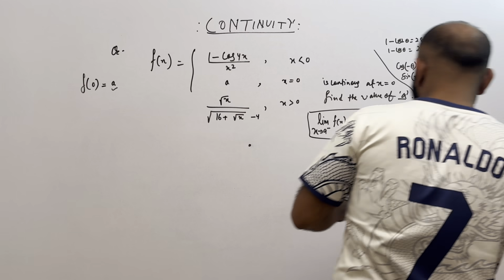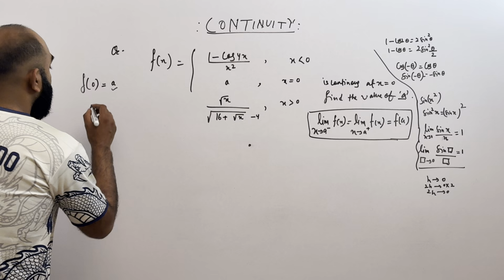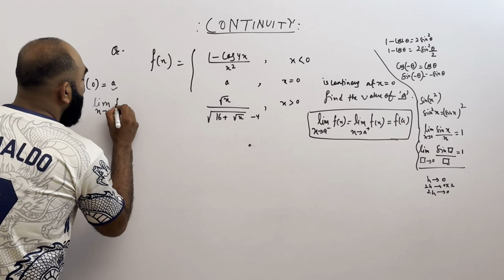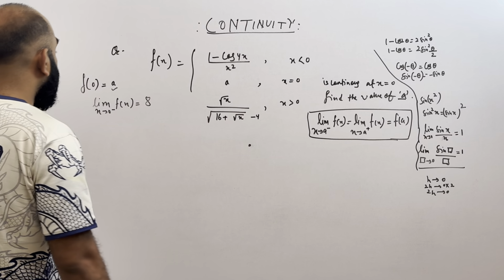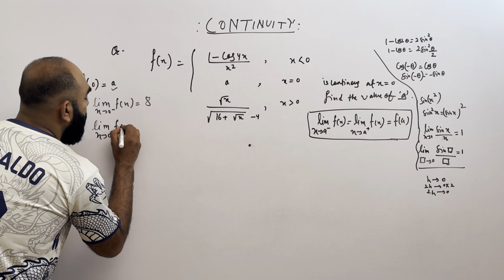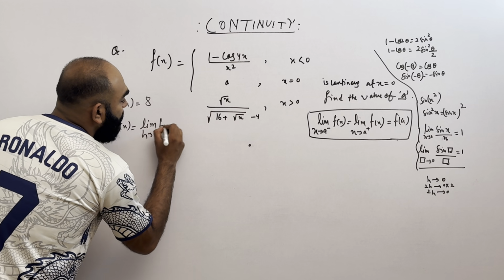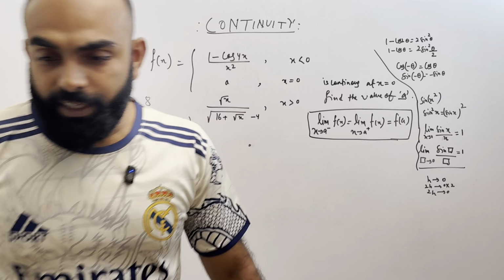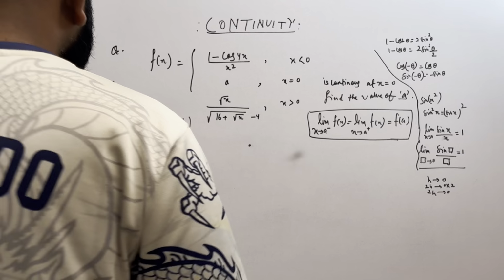Okay, now go for the limit. Limit x tends to 0 minus f of x, this value is 8. Now I have to talk about limit x tends to 0 plus f of x, which is equal to limit h tends to 0 of f of 0 plus h. Correct? Yes sir, correct sir.